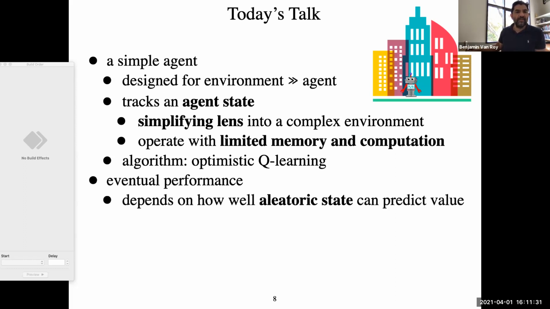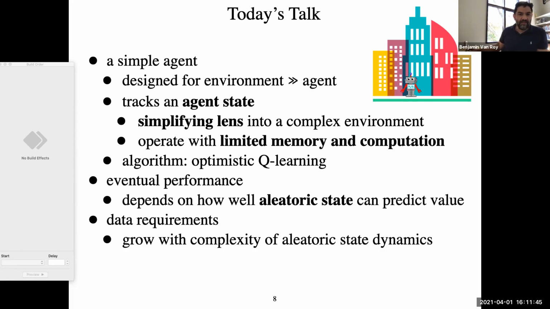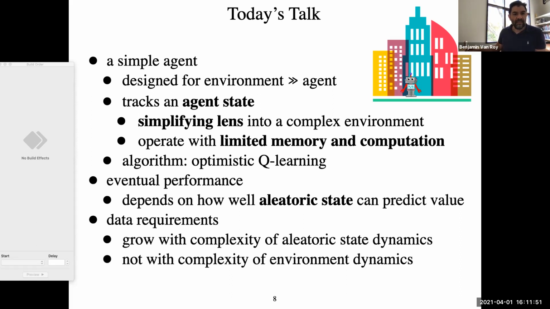And we'll study what such an agent can accomplish. The eventual performance of such an agent, as we'll characterize it, depends on how well its aleatoric state can predict value. As I'll discuss later, aleatoric state is a part of the agent state. And also we'll talk about how the data requirements of this agent grow with the complexity of the agent's aleatoric state dynamics, and can be independent, fortunately, of the complexity of the environment. All right.